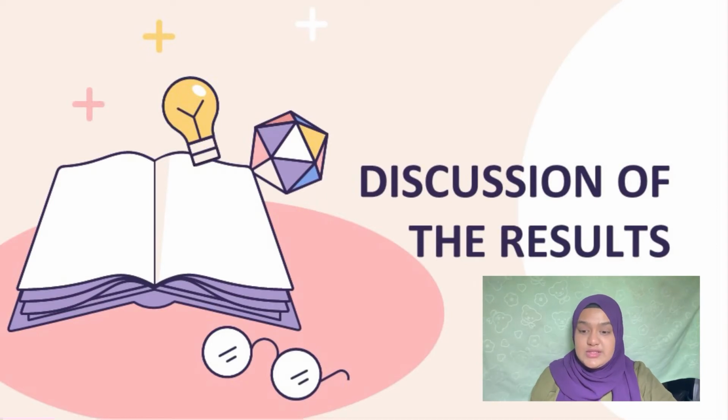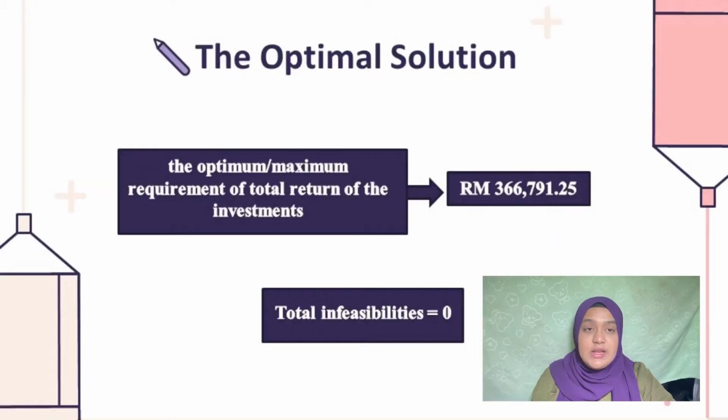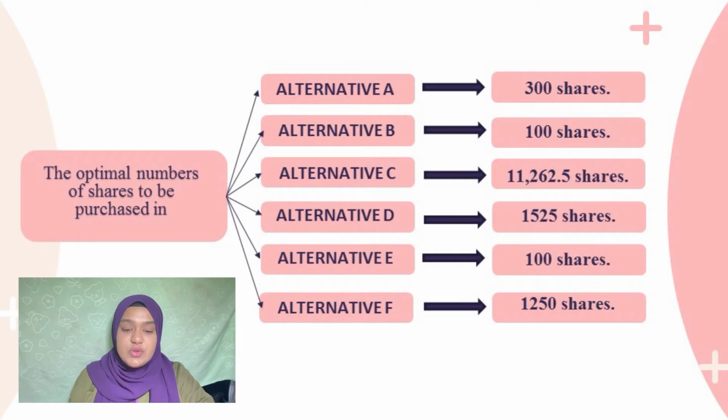Okay, so the next one is the discussion of the results. From the Lingo solution, we could get the optimal solution for question 1. The optimum or maximum total return of the investment is 366,791 ringgit 25 cent, and the total infeasibilities of this question is equal to 0, which means no variable or no constraint is violated.